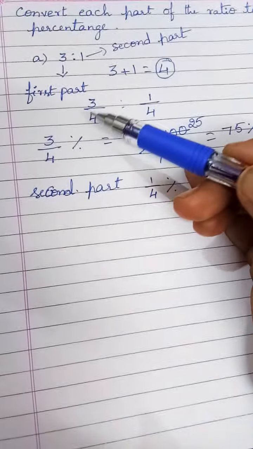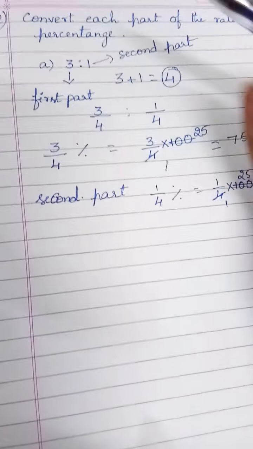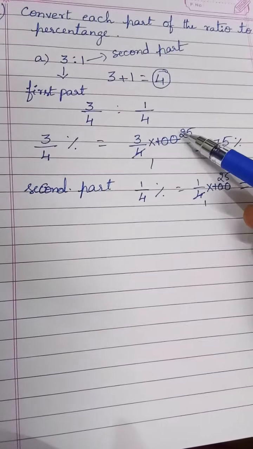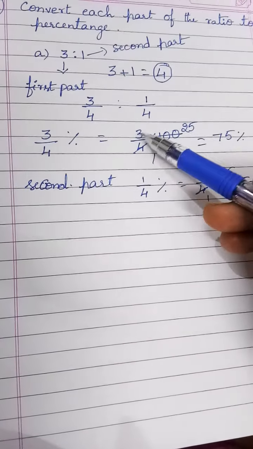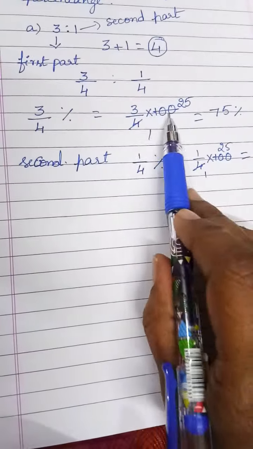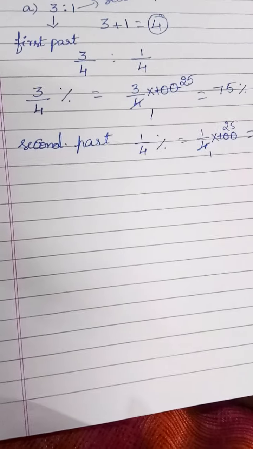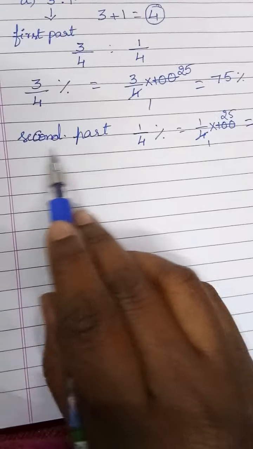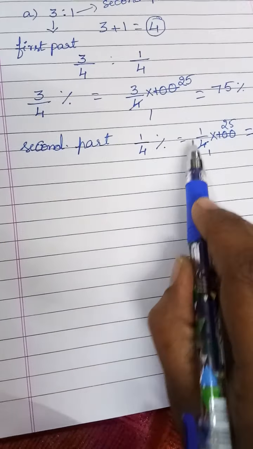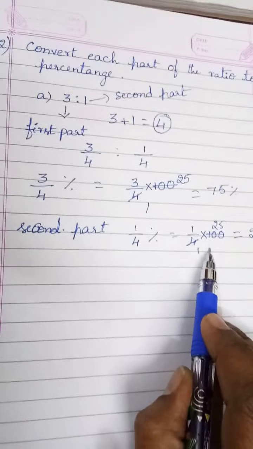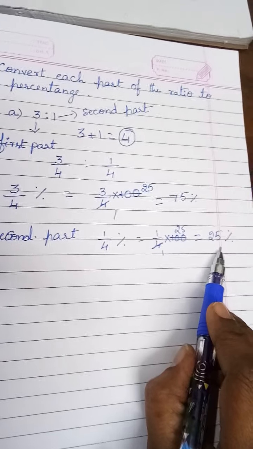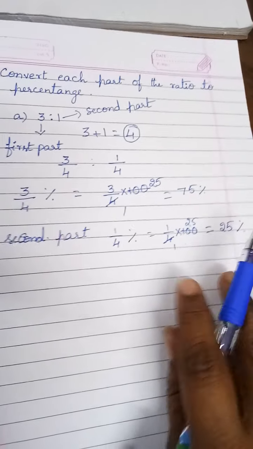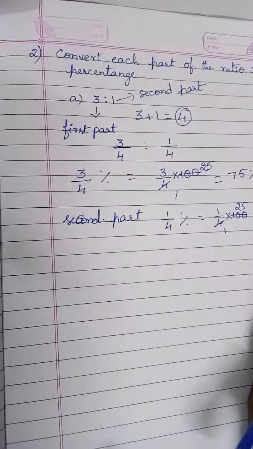Then find the percentage of the first part, that is 3/4 percent. 3/4 into 100, that is cancellation. 4 1s are 4, 4 25s are 100, 25 3s are 75%. Numerators you have to multiply. There is nothing in the denominator, that is 1, no need to mention here. Second part, that is 1/4 percent. 1/4 into 100, and if you do the cancellation you will get 25%. Understood how to convert the ratio to percentage? Shall we do one more?